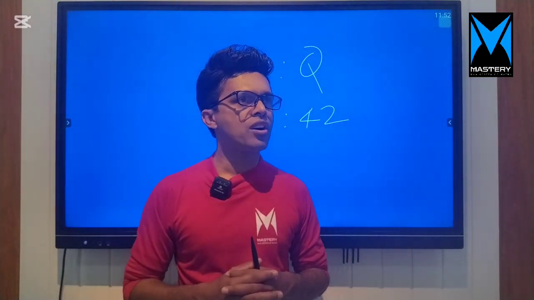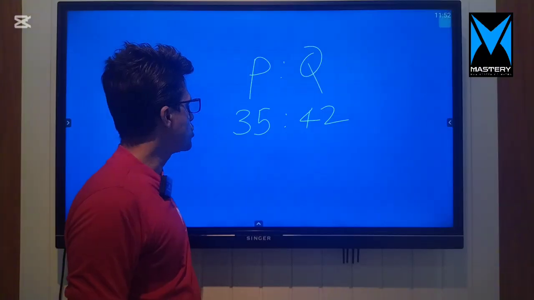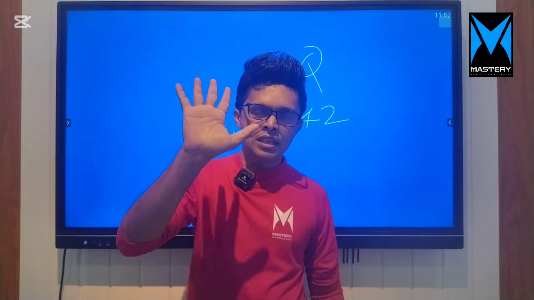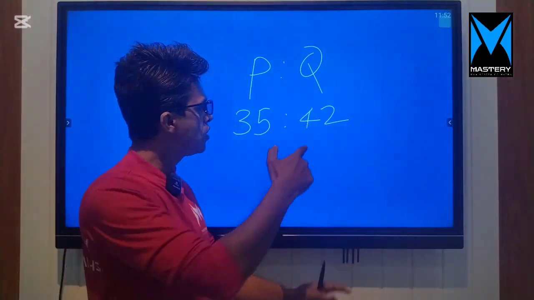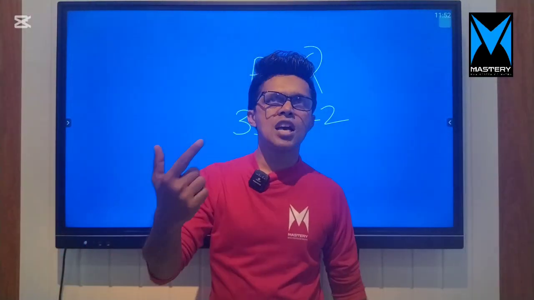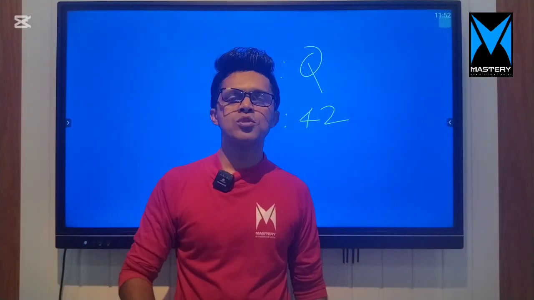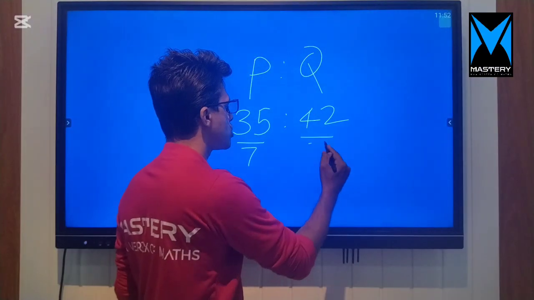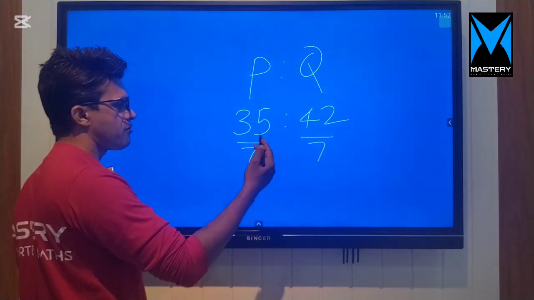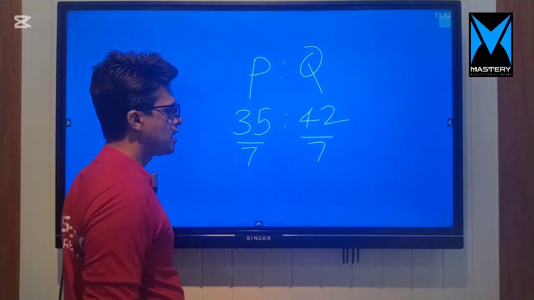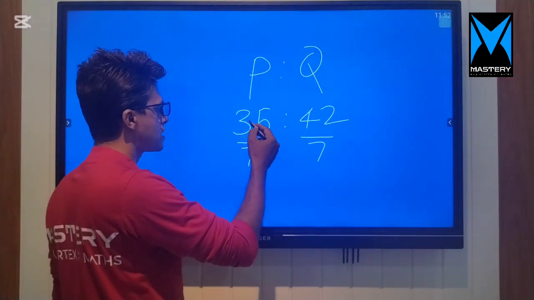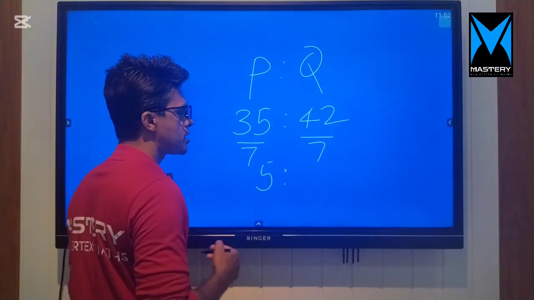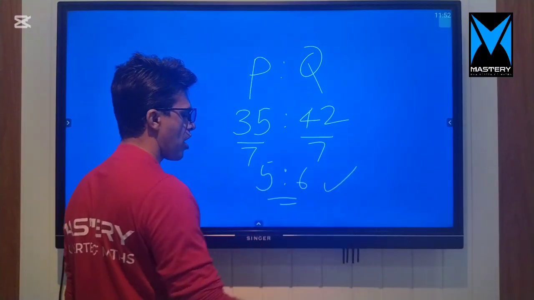Think of these values: 35 is a multiple of 7, and also 42. 7 times 5 is 35, 7 times 6 is 42. Therefore, these two numbers, 35 and 42, are divisible by 7. So we divide by 7. 35 upon 7 is 5, and 42 upon 7 is 6. The answer is 5 to 6.